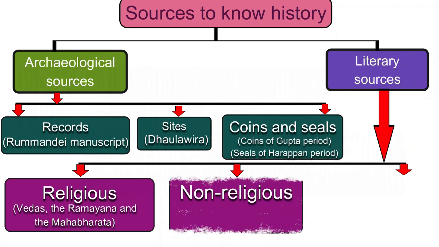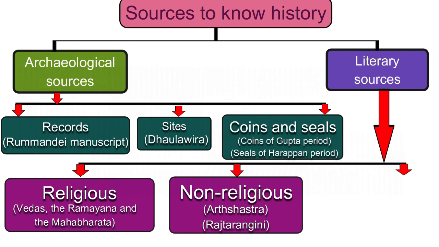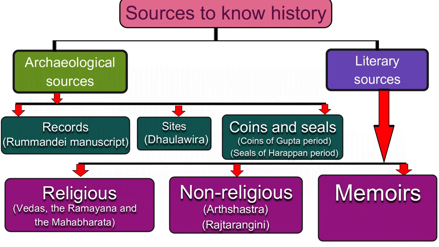Literary sources are divided into three categories: religious sources, for example, Vedas, the Ramayana and the Mahabharata; non-religious sources, for example, Arthashastra by Kautilya and Rajtarangini by Kalhan; memoirs, means sansmaran, for example, Indica by Megasthenes; travel description of Fayan and Huizong.